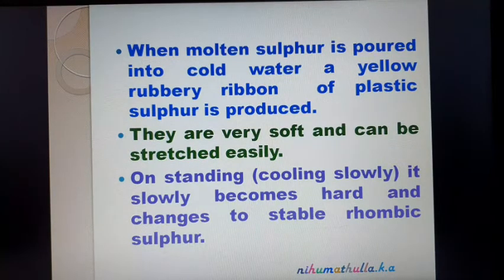So, remember that monoclinic sulfur is finally converted into rhombic sulfur. Plastic sulfur is also finally converted into rhombic sulfur. Why? Because rhombic sulfur is the most stable, thermodynamically stable allotrope of sulfur.